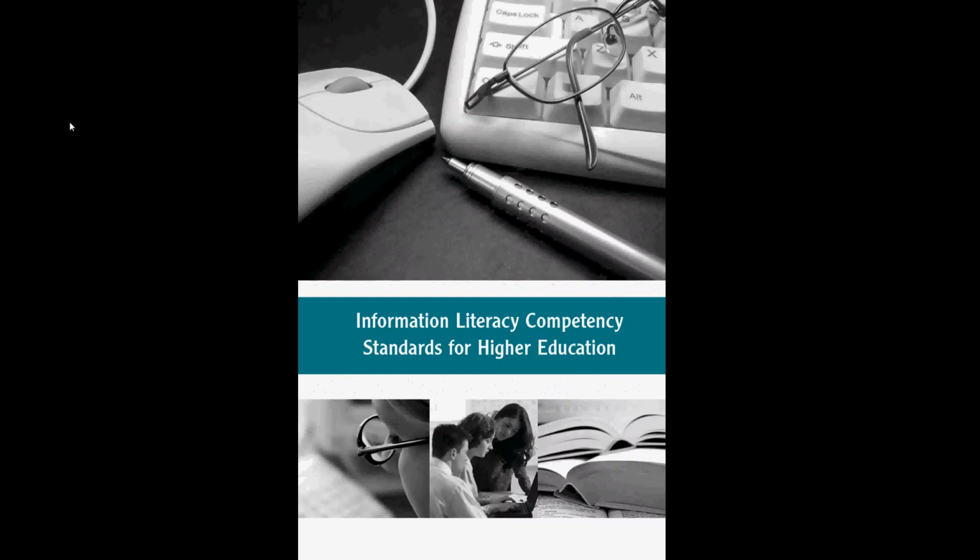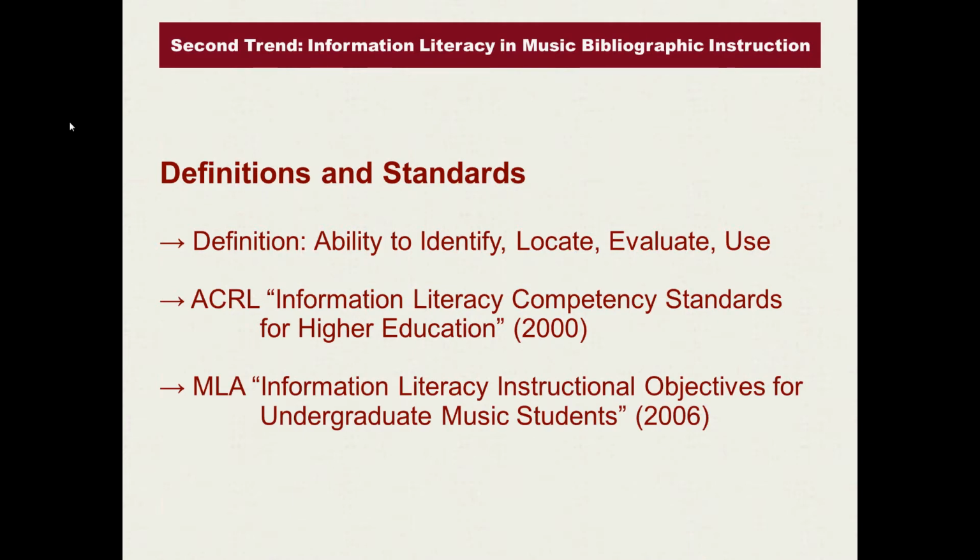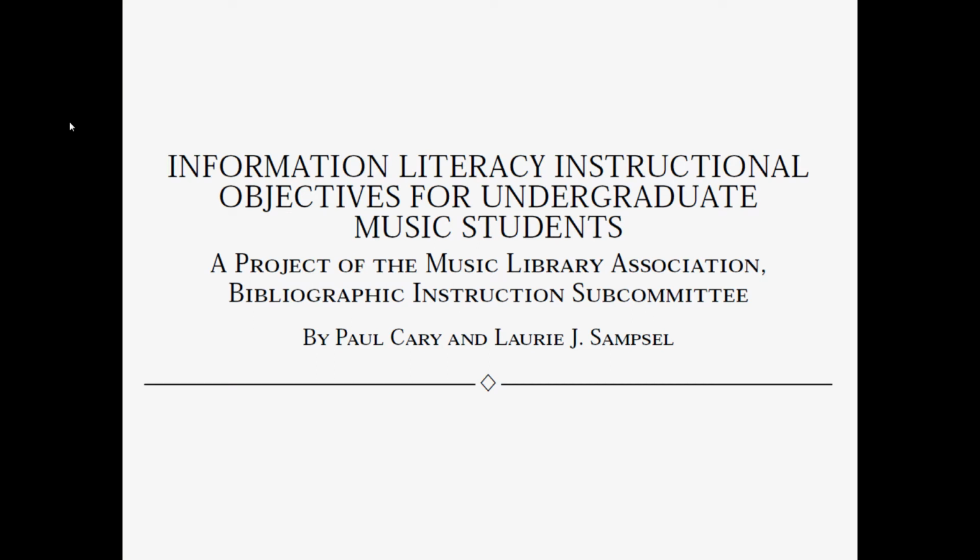The existing document is divided into 6 standards: identifying information needs, accessing information, evaluating information, assimilating information, using information, and respecting intellectual property rights. The Music Library Association has its own document, which is closely based on the ACRL standards. In fact, it includes the entire text of the ACRL standards and only adds music-specific examples for selected performance indicators. This document will need to be revised after the new ACRL document is published.